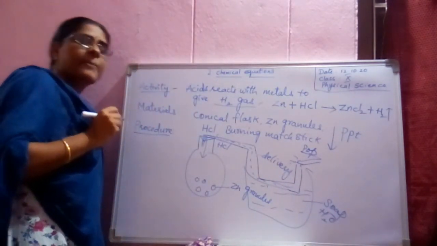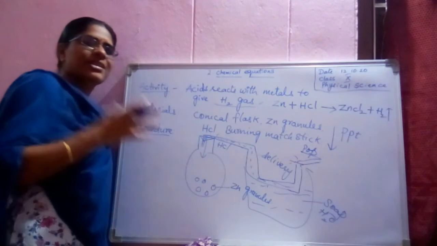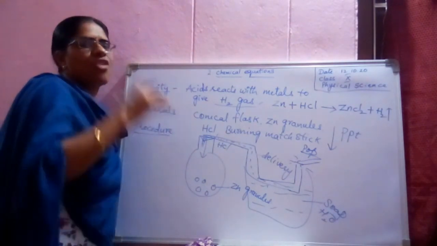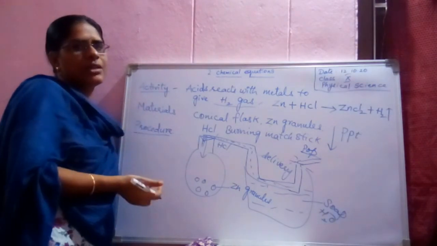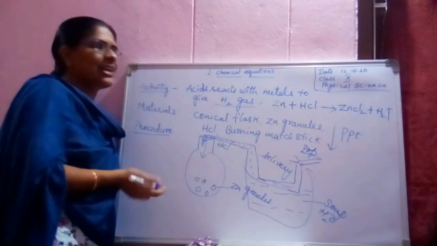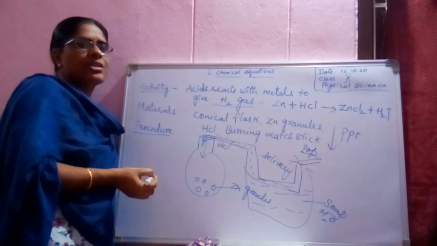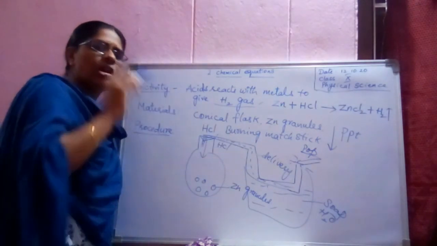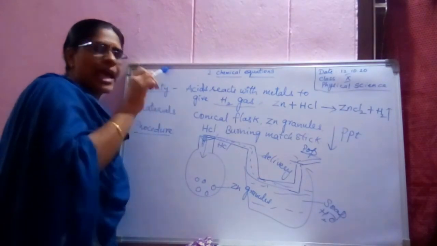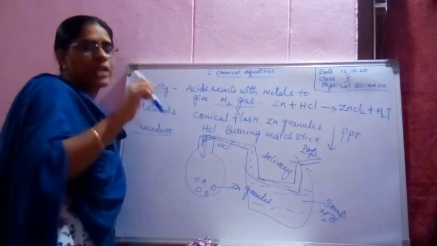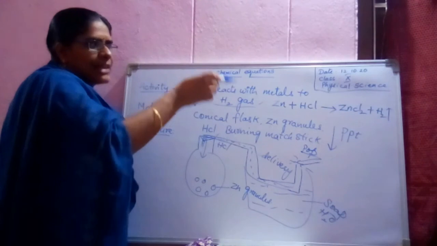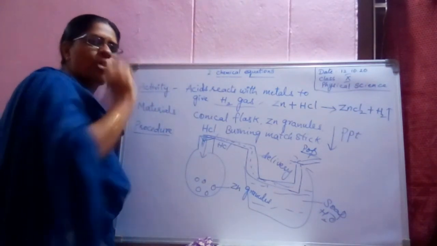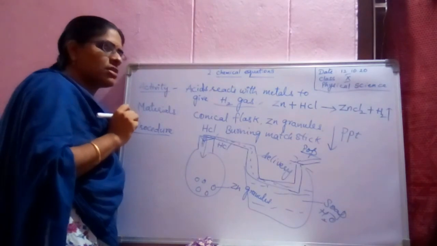Okay, precipitate means some substance is formed which will not dissolve in water or any liquid. Such things we call precipitates. For precipitates, the arrow should always be kept pointing downwards. For gases, we will show the arrow pointing upwards.